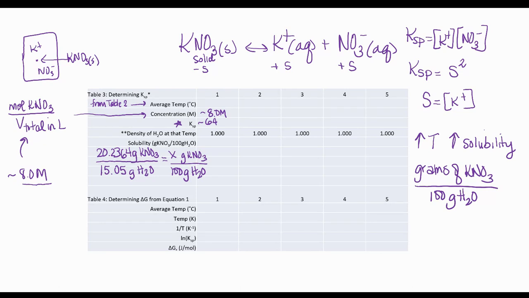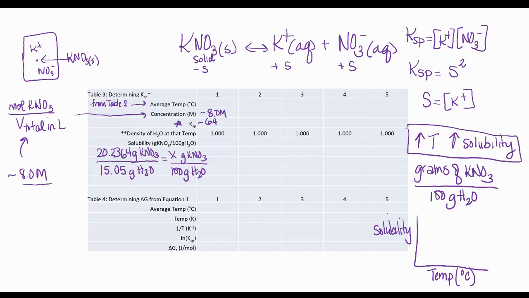And then what it's going to ask you to do, once you get that information, is to plot the solubility versus temperature in degrees Celsius. Now, we are expecting that the greater the temp, the higher the solubility, so this should go up. This should be an upwards trend.